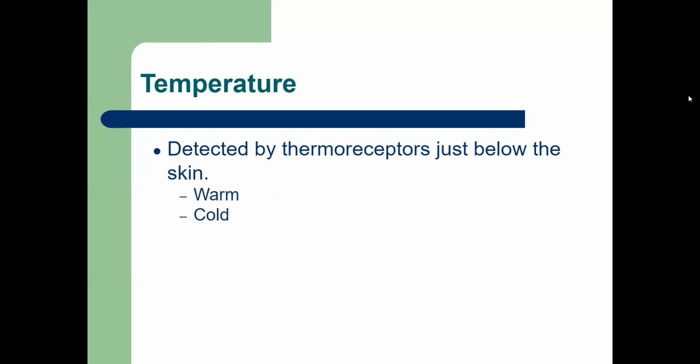Touch and temperature send messages in the same way. Sensory information travels to the spinal cord, to the brainstem, to the thalamus, and then it's sent to the parietal lobe for translation. Temperature is detected in the thermoreceptors just below the surface of the skin, and there are two types, warm and cold.